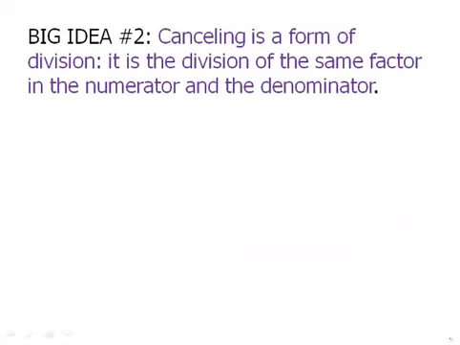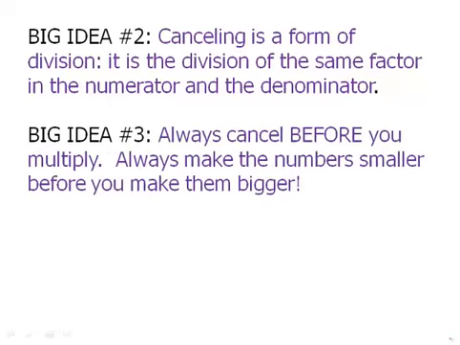Big idea number 2 is that canceling itself is a form of division. It is division of the same factor in the numerator and the denominator. Big idea number 3 is always cancel before you multiply. Always make the numbers smaller before you make them bigger.